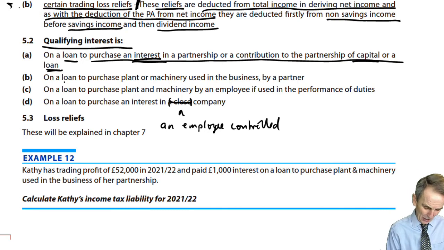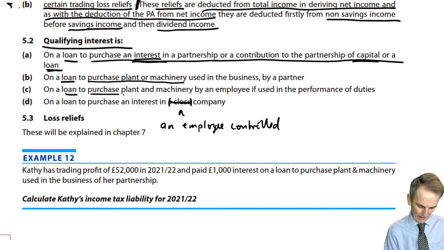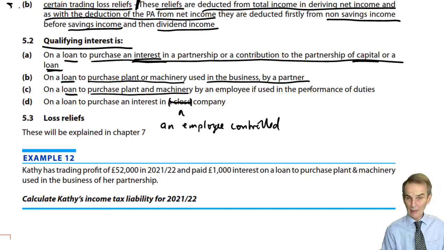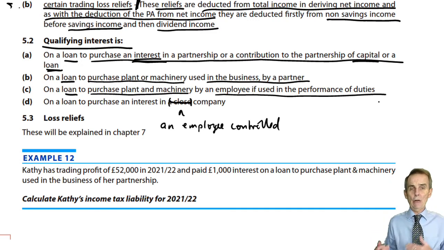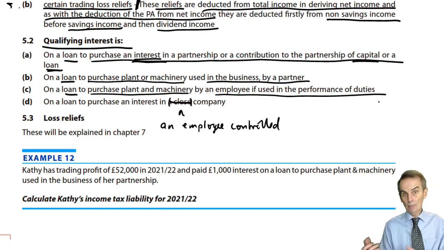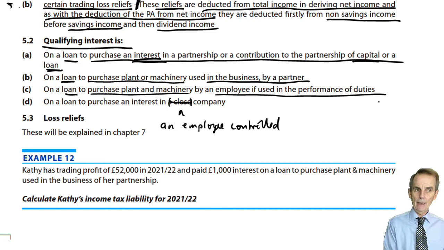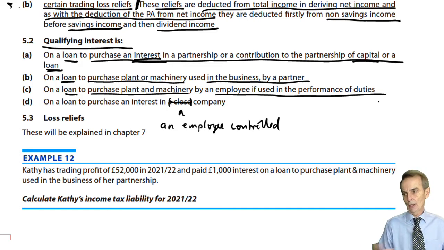It could be on a loan here, and this is basically the same in two parts. To purchase plant and machinery, either used in the business by a partner, so again talking about a partnership, or if you're an employee, if the plant and machinery is used in the performance of your duties. If you have not had that plant and machinery supplied to you by the employer, but you've had to buy it, and to buy it you borrowed money, and the borrowed money is charged interest, that interest payable is an allowable deduction. So that would be deductible.